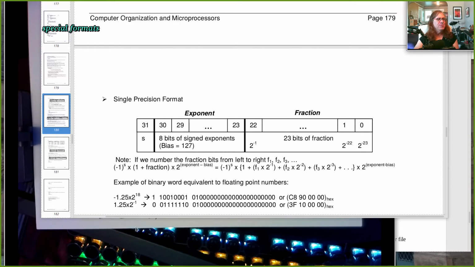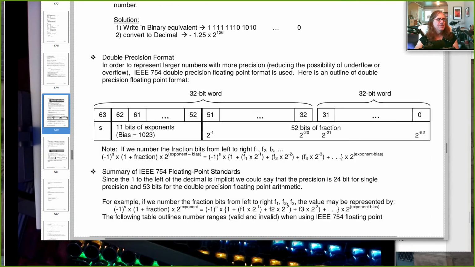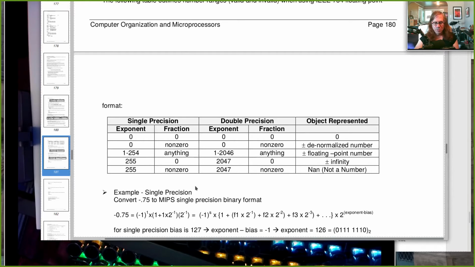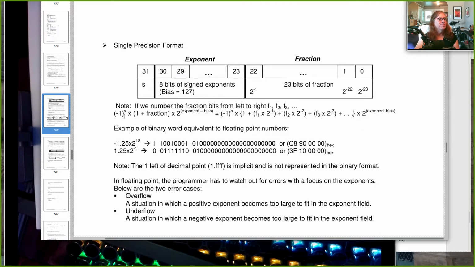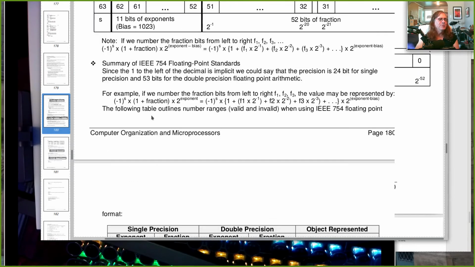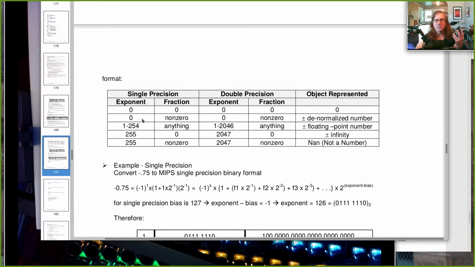All right, and then I mentioned there's special formats, and this is described in the text also. One feature of this representation is we can't write a 0 like this. There's no way to write a 0 as 1 plus a fraction times 2 to an exponent. Because 1 plus our fraction is always at least 1, and if we multiply by a power of 2, it's never going to be equal to 0. So we have a special representation for 0, where the exponent and fraction are both 0.